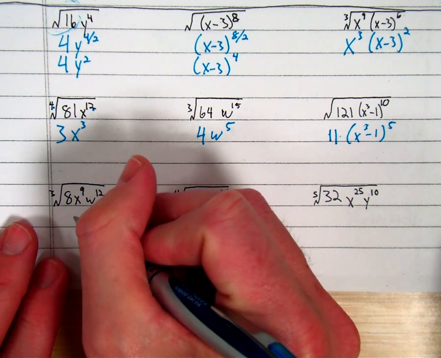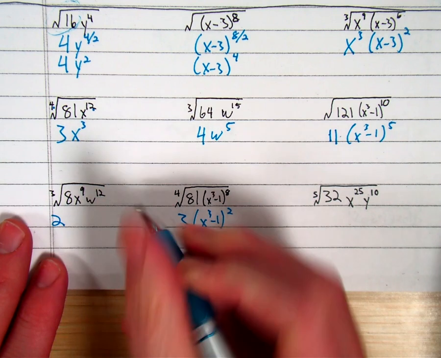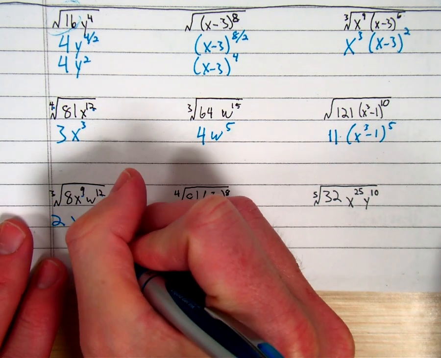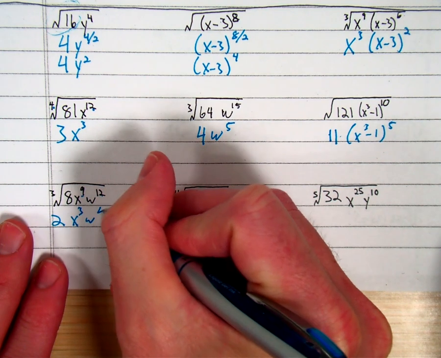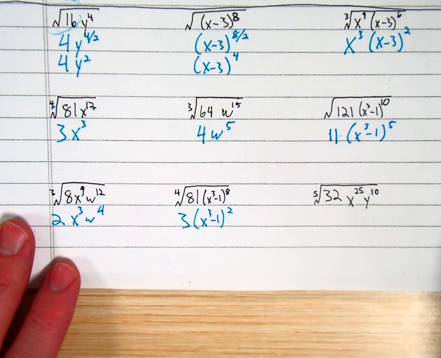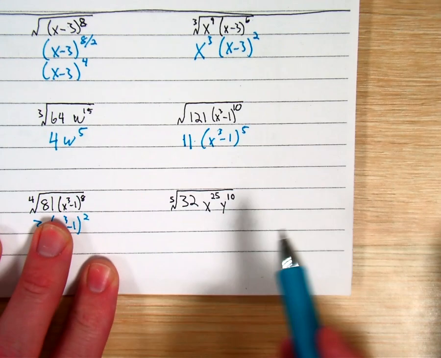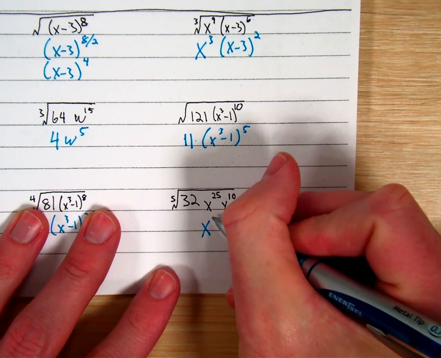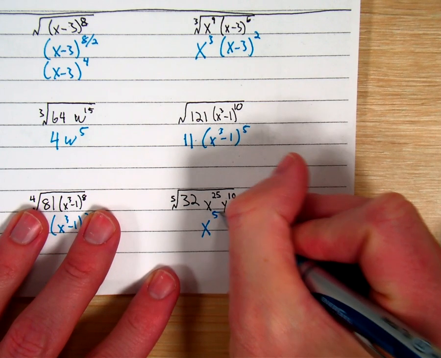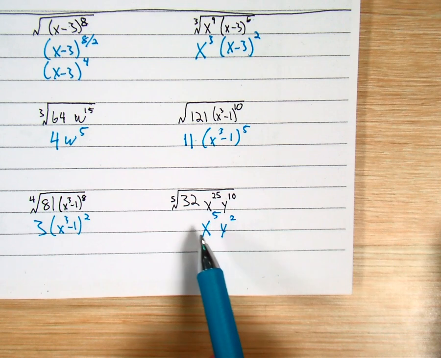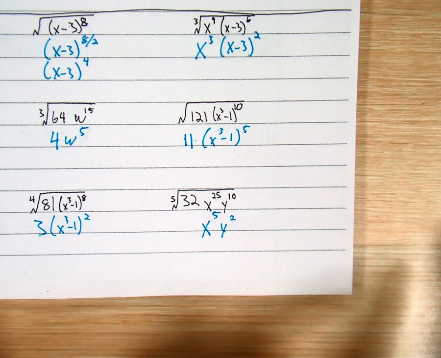Okay, let's see how we did. Cube root of 8 is 2, and then we're dividing those exponents by 3. So we'll have x to the 3rd and w to the 4th. Okay, over here I'm going to guess that we did a pretty good job with the letters, the variables. 25 over 5 is 5, 10 over 5 is 2. Now what are we going to do with the 5th root of 32?